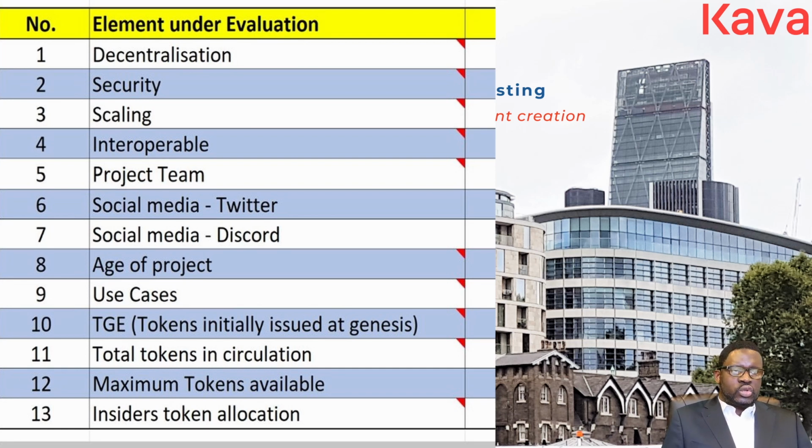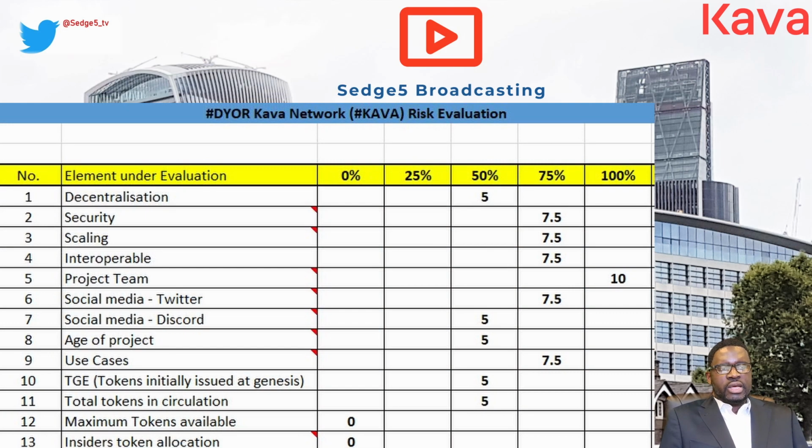And now here are the scores we've allocated to Kava network across these 13 elements. On decentralization, we gave Kava 5 points out of 10. On security, 7.5 points. Scaling, 7.5 points. Interoperability, 7.5 points. Project team, 10 points out of 10. Social media presence via Twitter, 7.5 points out of 10. Social media presence via Discord, 5 points out of 10. Age of the project, 5 points out of 10. Use cases, 7.5 points out of 10.